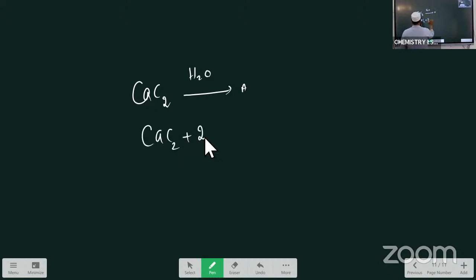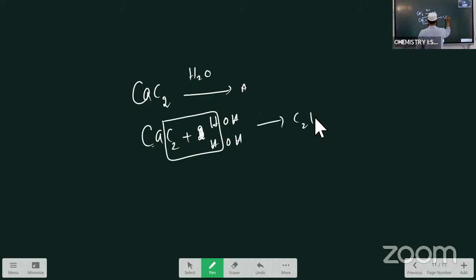Then the next question, conversion. This is the last one in today's class. I'm going to explain this last question, that is CaC2. On hydrolysis of CaC2, which product is formed, A? I am writing the reaction: CaC2 plus 2H2O, which I write as HOH and HOH. C2 combines with hydrogen, and calcium combines with OH.